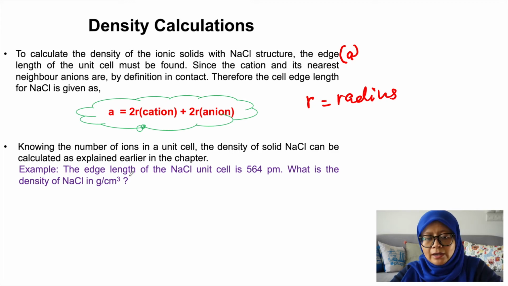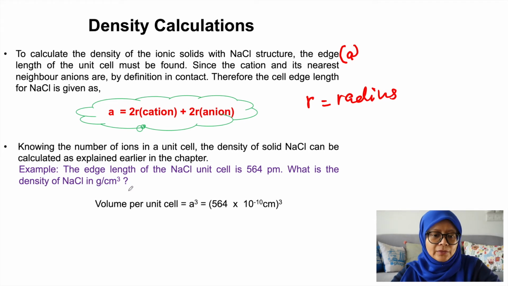I have a question here. The edge length of the sodium chloride unit cell is 564 picometer. What is the density of sodium chloride in gram per centimeter cubed? This is mass over volume, right? The volume per unit cell is A to the power of 3. Here we are given the value in picometer, so you need to convert picometer to centimeter.